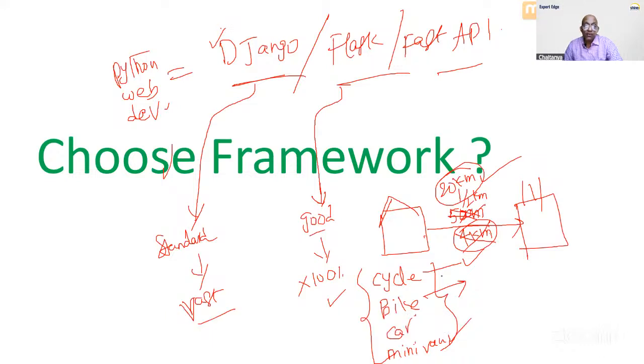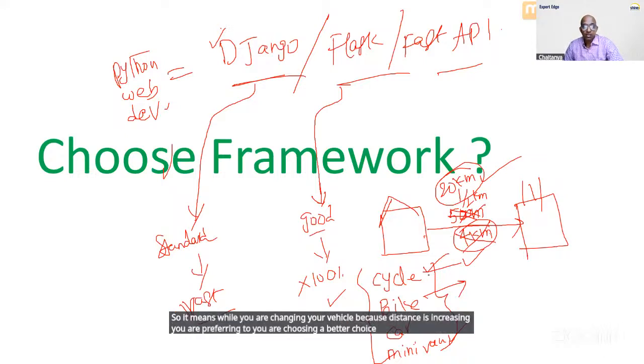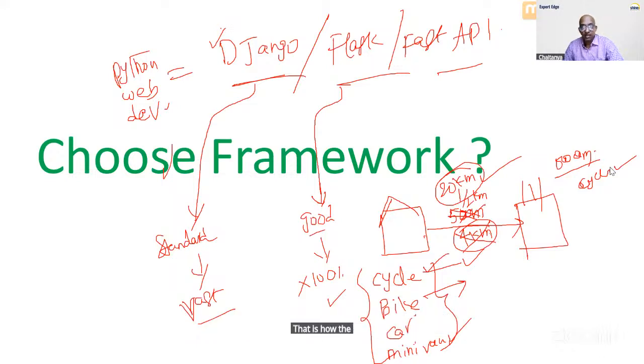So why are you changing your vehicle? Because the distance is increasing, you are choosing a better option. But when you say 500 meters, everyone chooses the cycle only. Why cycle? Because it's a very short distance. Cycle is exactly suitable for a 500 meter distance. That is how the cycle is designed. Agree?